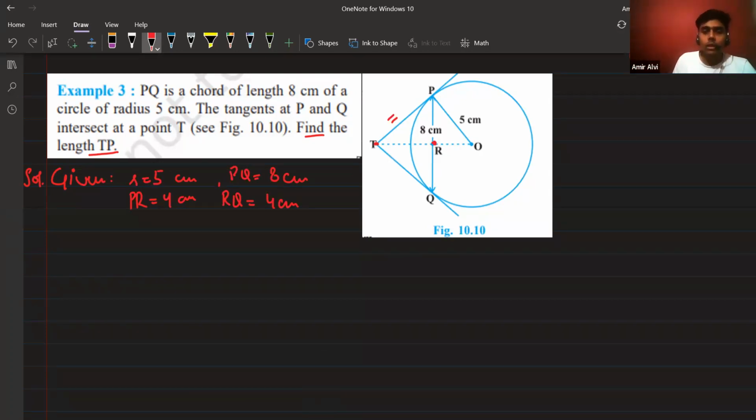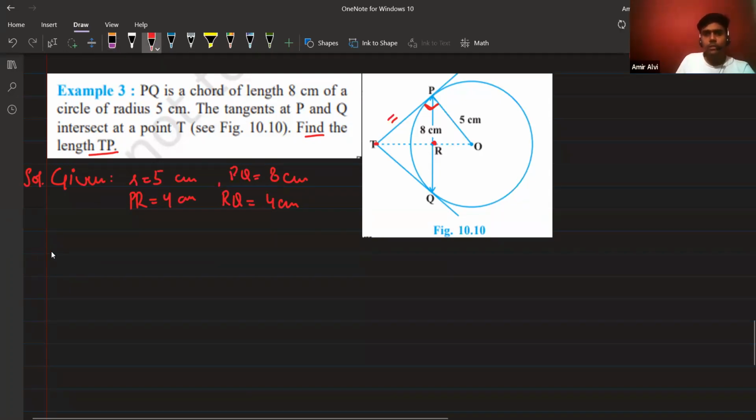Now tell me, if I'm saying that this angle is 90 degree, yes or no? Angle TPR and angle RPO is 90 degree. So let's do proof. Not proof, we need to find. So there is no proof in the question, so we'll be directly writing.